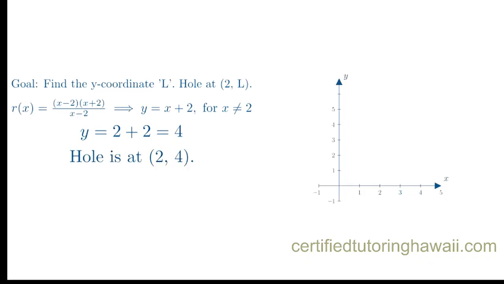Let's look at the graph to visualize this. Notice that the graph is the line y equals x plus 2, but there's an open circle at the point (2, 4) to indicate that this point is missing. This shows we have successfully determined the location of the hole.